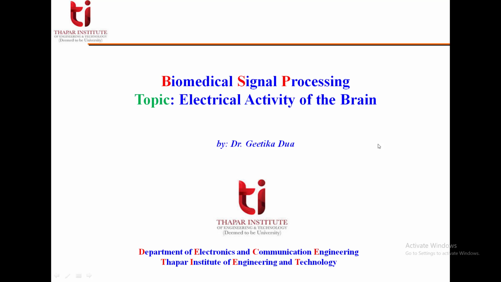Hello friends. So today we will start with another system of our body which is related to the brain. Up till now we have studied the nervous system, and then we have discussed the electrical activity of the heart and the ECG signal. In this we will see the EEG signal, that is electroencephalogram, which is related to our brain. Like we have seen how we record the ECG signal, in this we will see how we record the EEG signal. So let's begin first with the introduction to the brain.